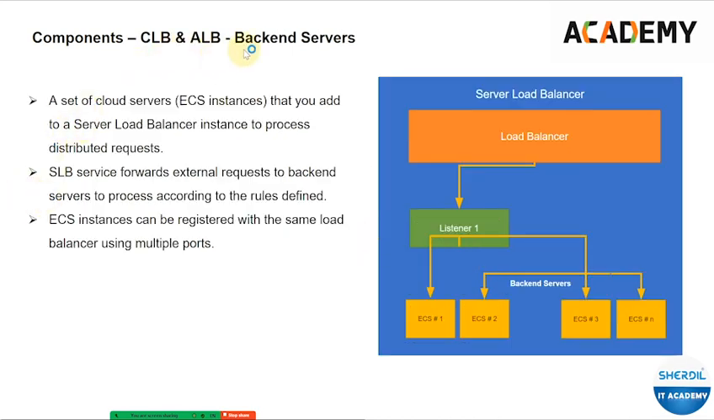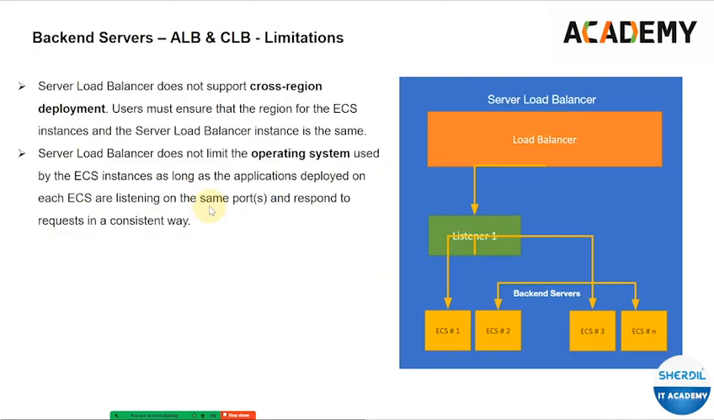So the CLB and ALB backend instance is a set of cloud servers that you add to the server load balancer instance to process distributed requests. The SLB service forwards external requests to the backend servers to process according to the defined rules. Like if we define the rules here in the listeners, it can forward the traffic from one listener to these backend servers. An ECS instance can be registered with the same load balancer using multiple ports, so we can distribute load on multiple ECS instances.